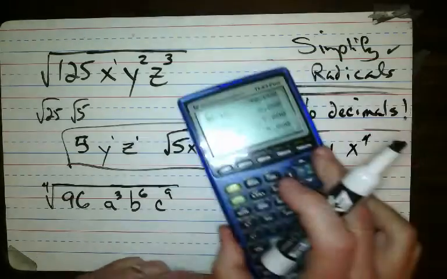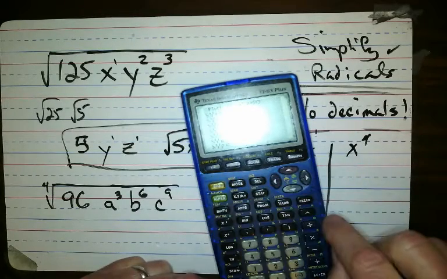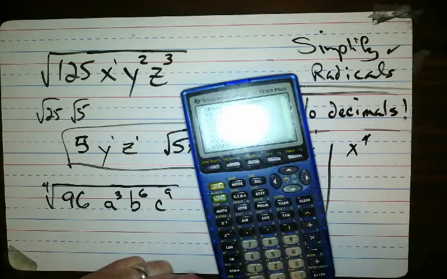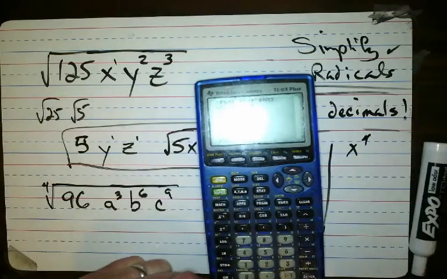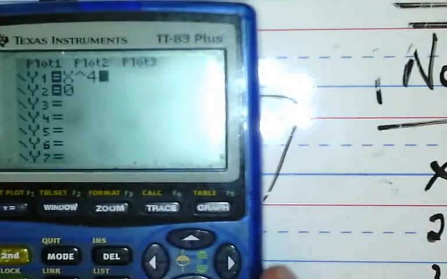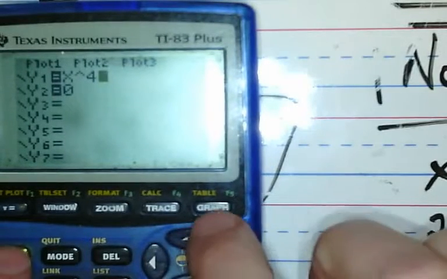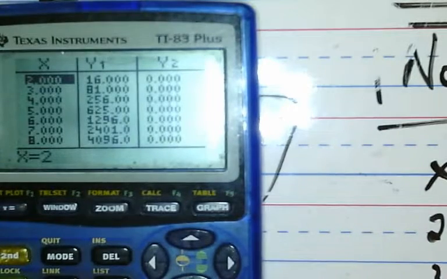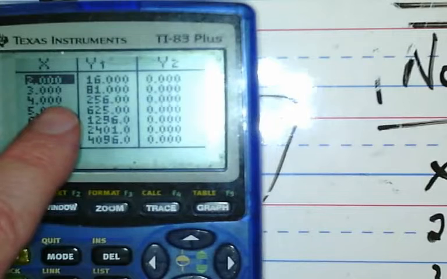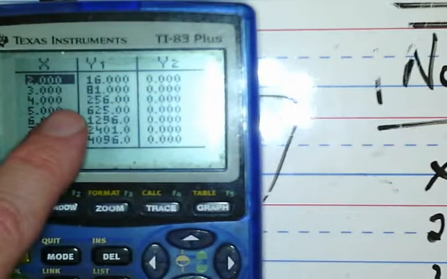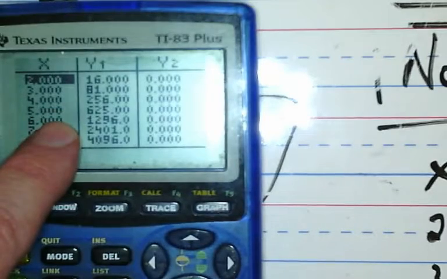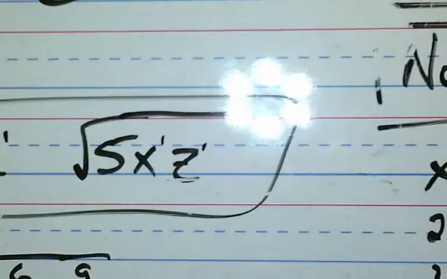What is that? Well, remember the easy way to do it is just go to y equals, make this say x raised to the fourth power, just like this. See if I can remember. There we go, x raised to the fourth power. And then we go to our table, right? X raised to the fourth power, what is the value? Well, 2 is 16, and 3 is 81. Holy smokes. And 4 is 256, and 5 is 625. We don't need any bigger than that, right?